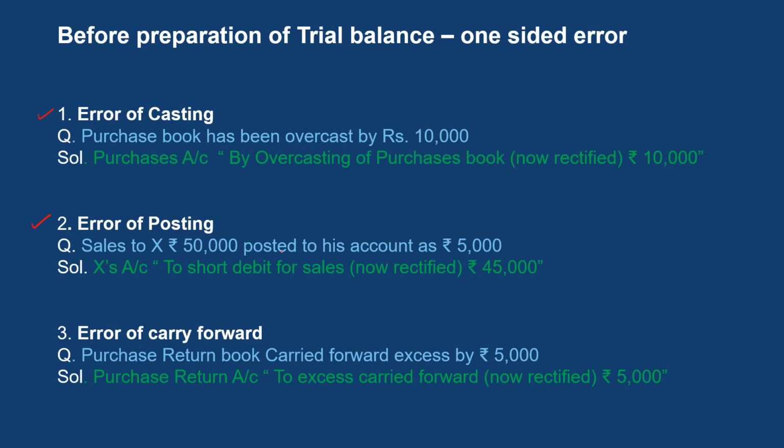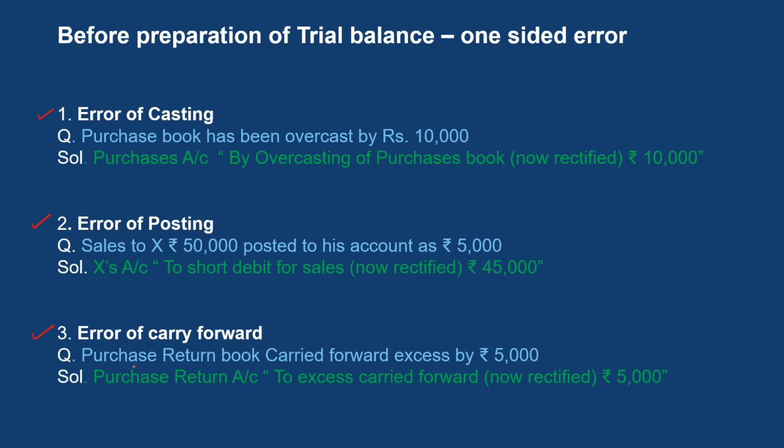So to rectify it, we have to give a debit for the balance so that the amount to the debit of X comes up to 50,000. So to rectify it, in X's account, you will give an explanatory note like this: "The short debit for sales now rectified, 45,000." So that rectifies this error of posting. Hope it's clear. Now moving on, the third, error of carry forward.